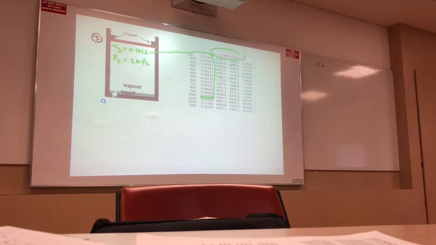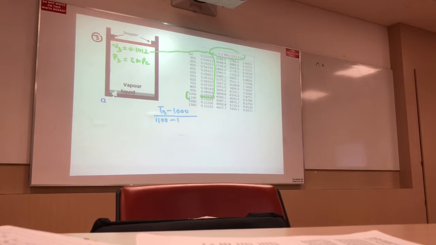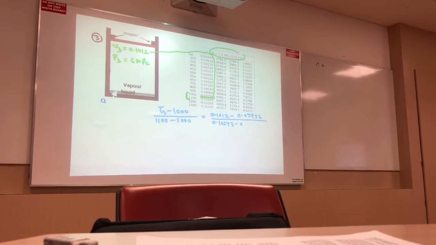Then the temperature is definitely between 1000 and 1100. Then I have to do interpolation. Interpolation tells me (T3 minus 1000) divided by (1100 minus 1000) is equivalent to (0.1012 minus 0.09756) divided by (0.10543 minus 0.09756), and T3 I get 1046.25 degrees Celsius. This is the final temperature. Alright, that's all. Final temperature again.